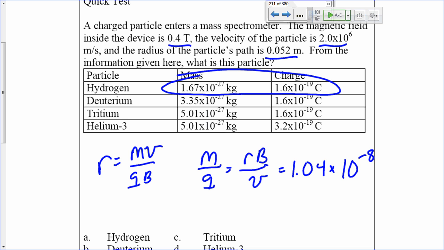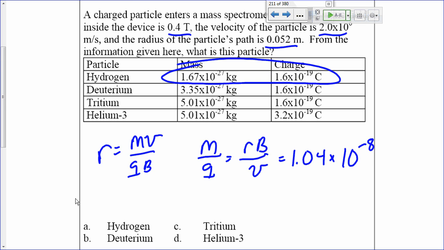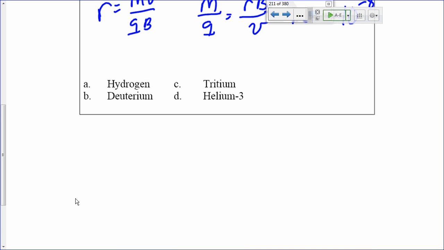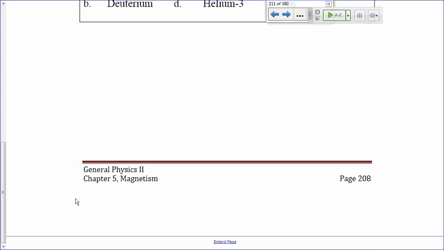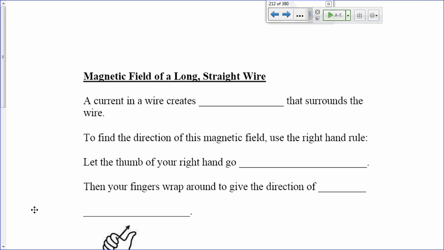You can look through, and that's the only one that will give you a 1.67 over 1.6, which is basically 1. So hydrogen is the right answer. You can see a free response like that in the test. It's a fairly simple problem, but it's an important problem nonetheless.